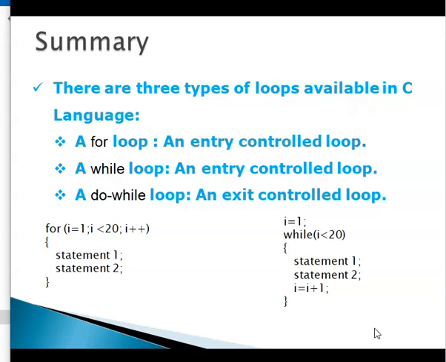In summary, there are three loops: a for loop, a while loop, and a do while loop. The for loop and while loop are entry controlled, whereas the do while loop is an exit controlled loop.